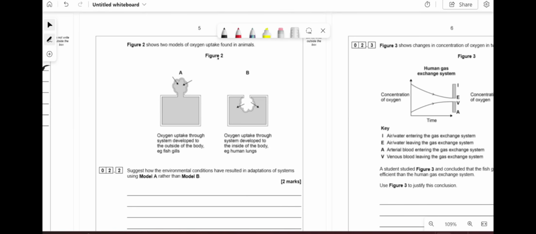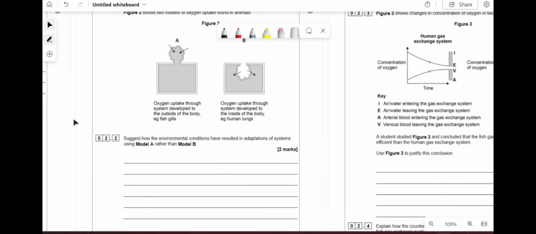Figure 2 shows two models of oxygen uptake found in animals. So we've got oxygen uptake through a system developed to the outside of the body, so fish gills, and then oxygen uptake through a system developed to the inside of the body, such as human lungs. Suggest how the environmental conditions have resulted in the adaptations of systems using model A rather than model B.